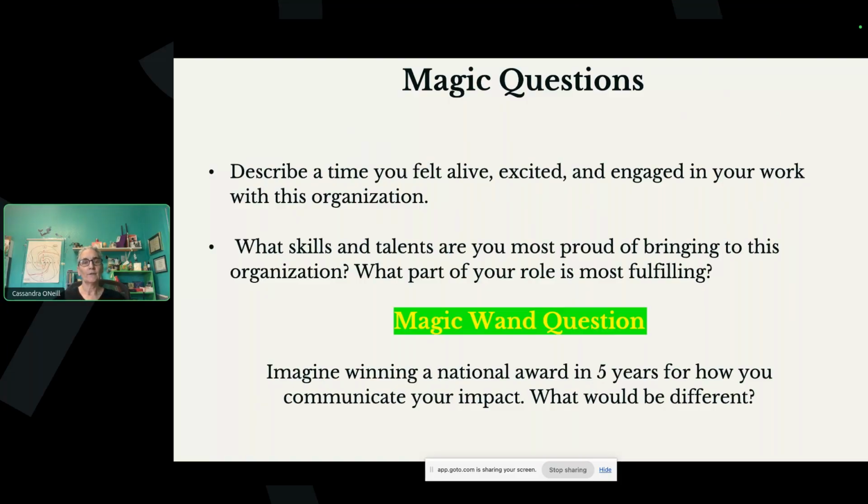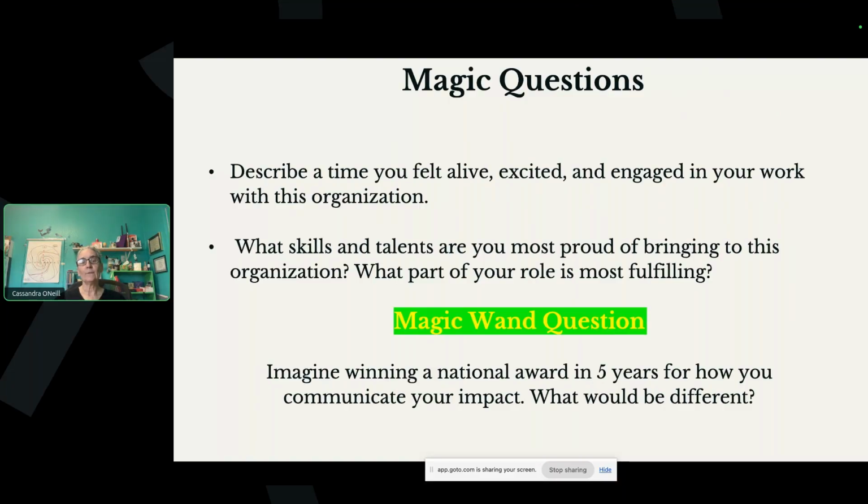And then if you want to do another question, you can look at the skills and talents that you're most proud of bringing and what part of your role is most fulfilling. These things often don't get asked, and you can build them into your work. You can build them into your staff meetings or your board meetings. And the more that you do that, the more people are going to get reconnected with the passion that they already do feel, maybe not every minute of the day, but that they feel, because otherwise, why are they involved? I mean, people are involved because the organization is making a difference and doing something important.